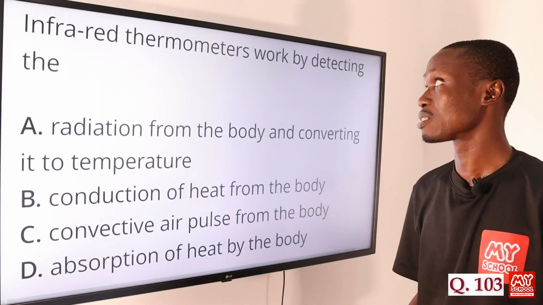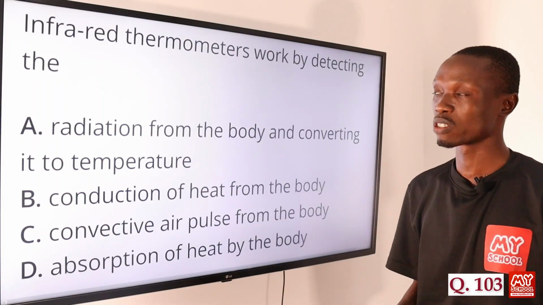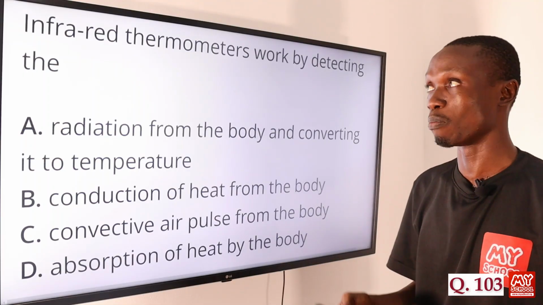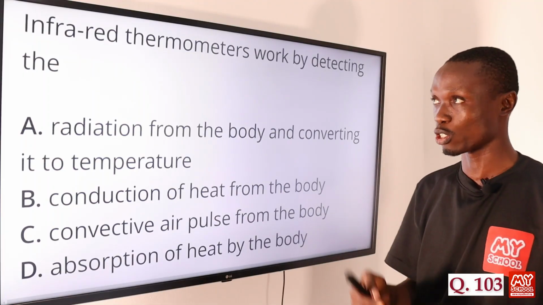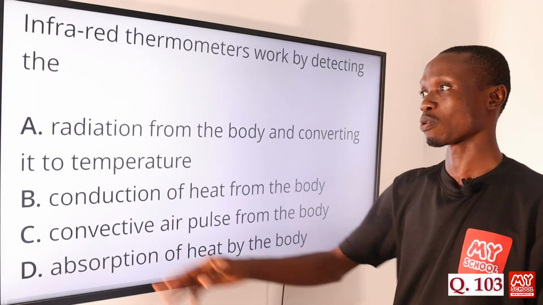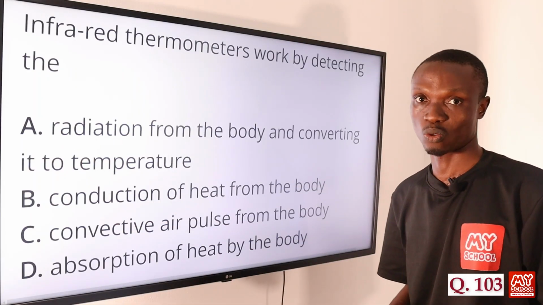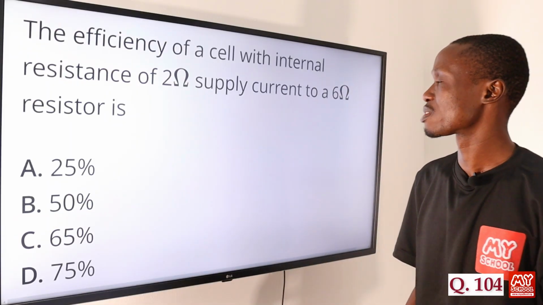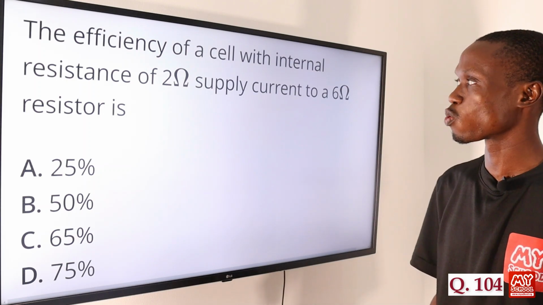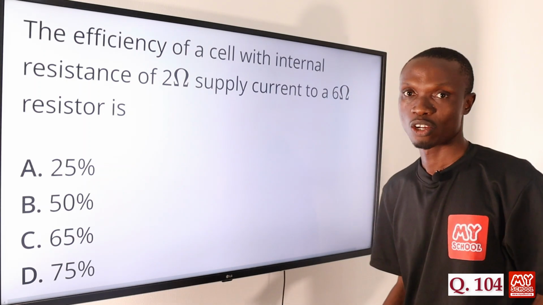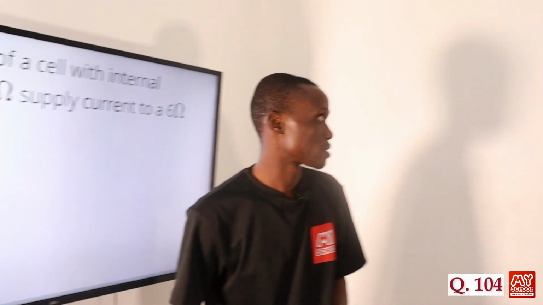So infrared thermometer actually works by detecting radiation emitted by a body and then converting this radiation into a temperature reading. So that makes option A the correct answer to this question. Question 104. The efficiency of a cell with internal resistance of 2 ohms supplying current to a 6 ohms resistor is, so let's move over to the board to provide the answer to this question.